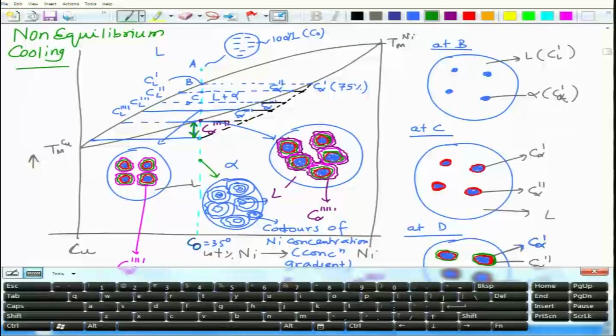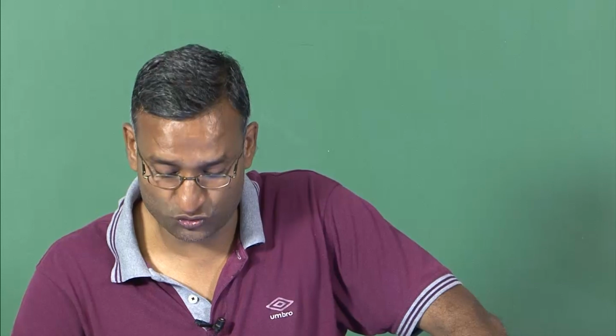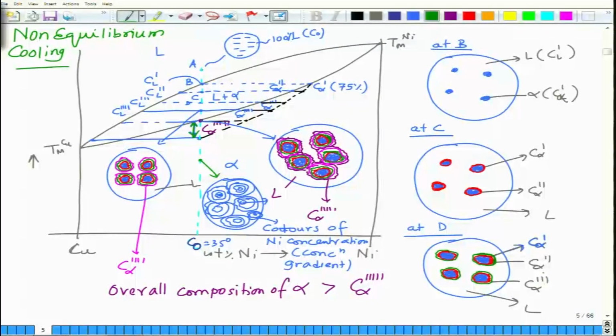The first solid that will form will be of composition C alpha 1, but when the next solid forms at point 2, the first solid does not equilibrate in terms of composition with the next solid formed. As a result, the first solid remains at C alpha 1 and the next solid which is formed is C alpha 2. This goes on gradually. At point D, the next solid formed is of composition C alpha 3, which is unable to equilibrate with C alpha 2 and C alpha 1, which had formed earlier, with C alpha 1 being greater than C alpha 2 being greater than C alpha 3. This goes on until the solidification is about to end.